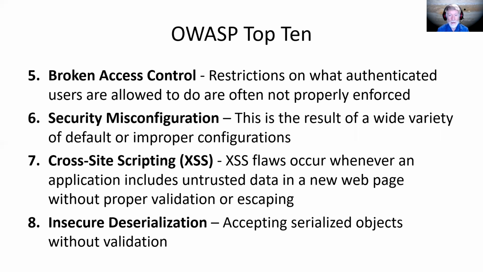Number seven there is cross-site scripting. That would be the topic for today. Number eight is insecure deserialization. When you send objects across the web, particularly like Java objects, there are a bunch of problems that can occur when you send them, or when you get to the other side and you try to reconstitute a flattened object.